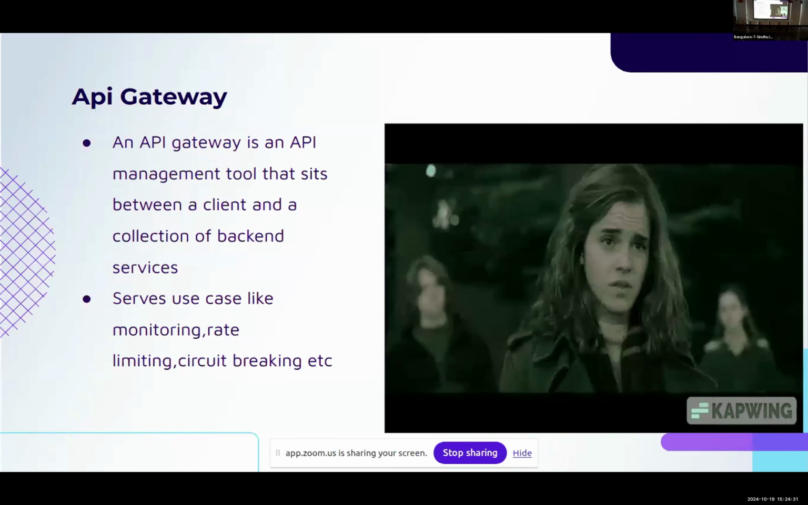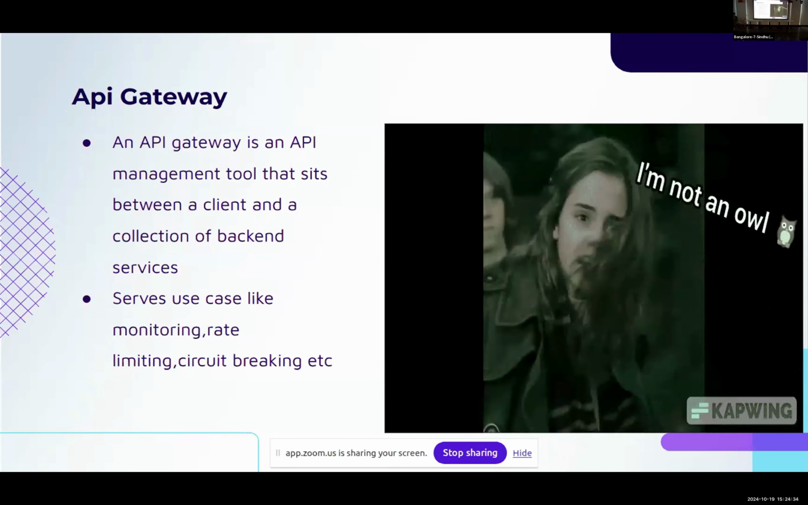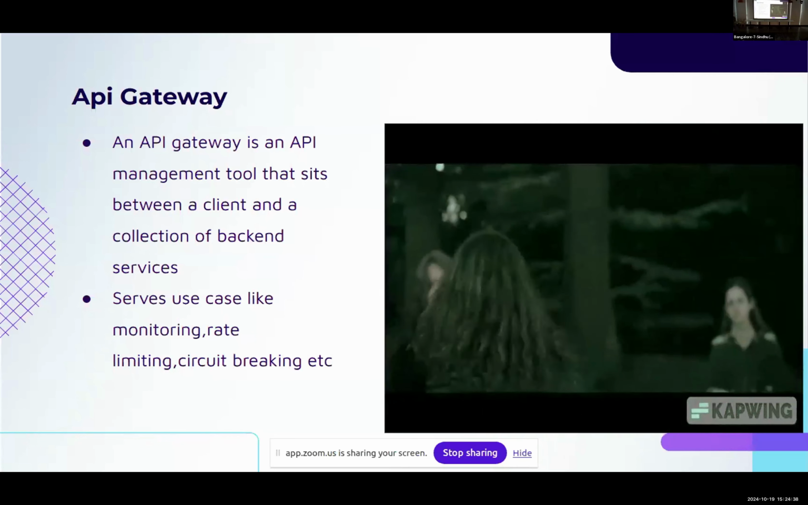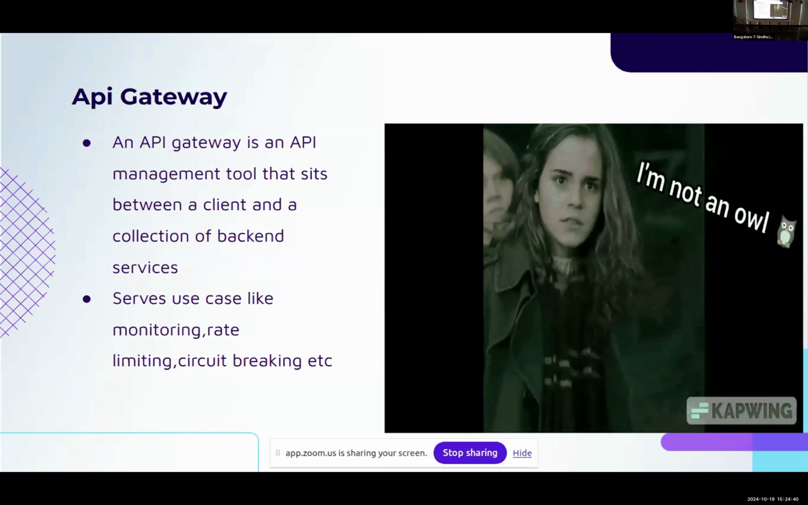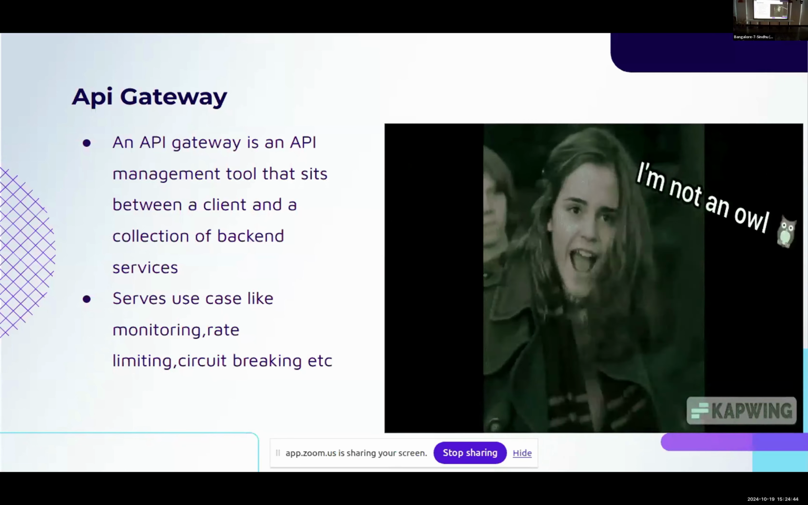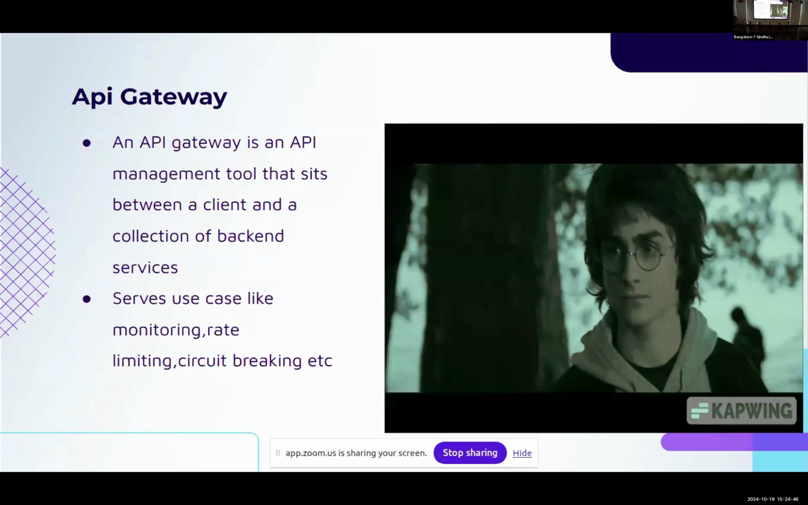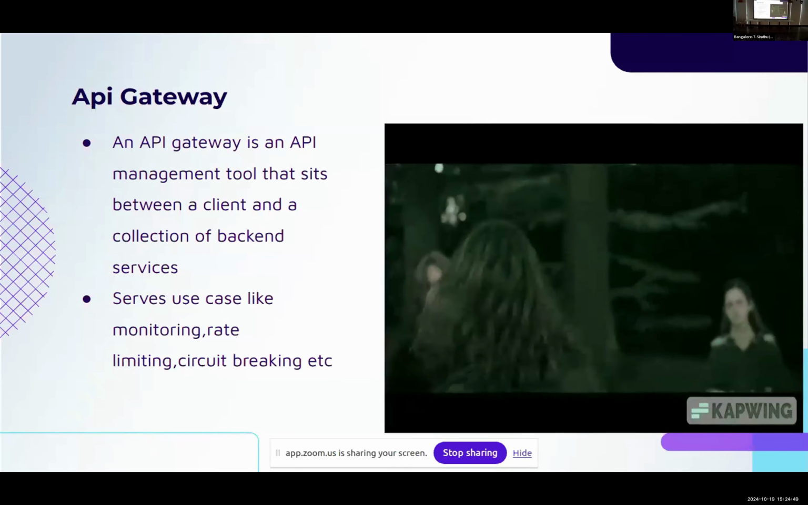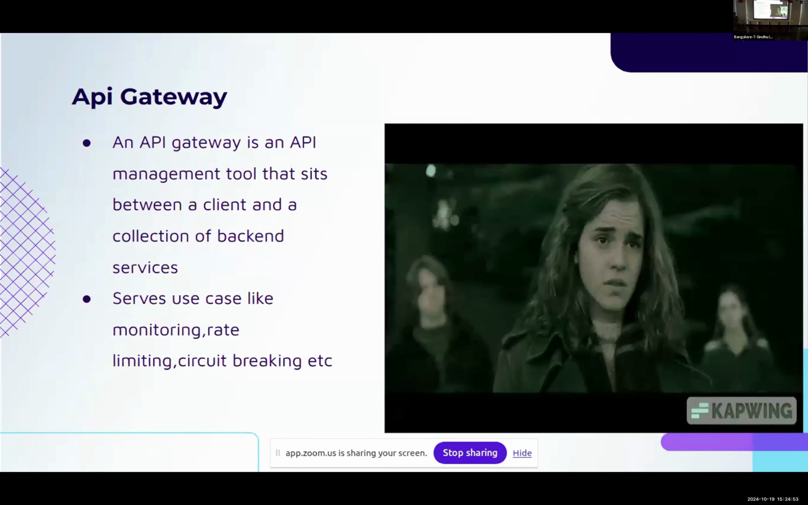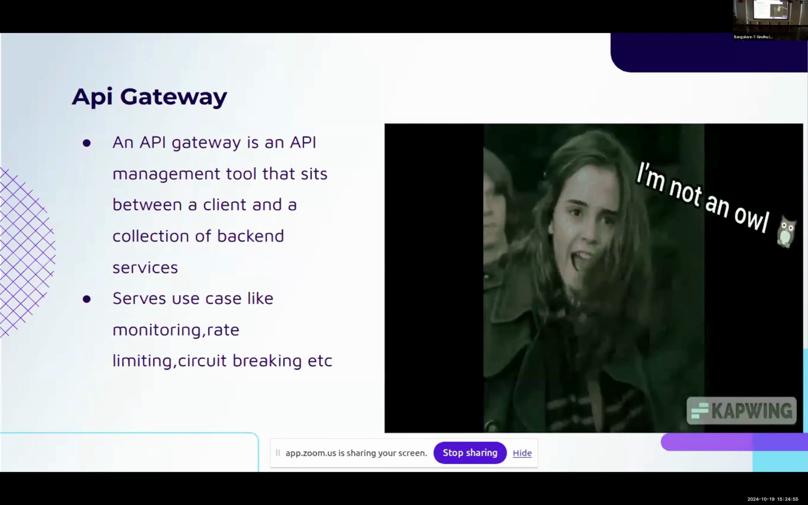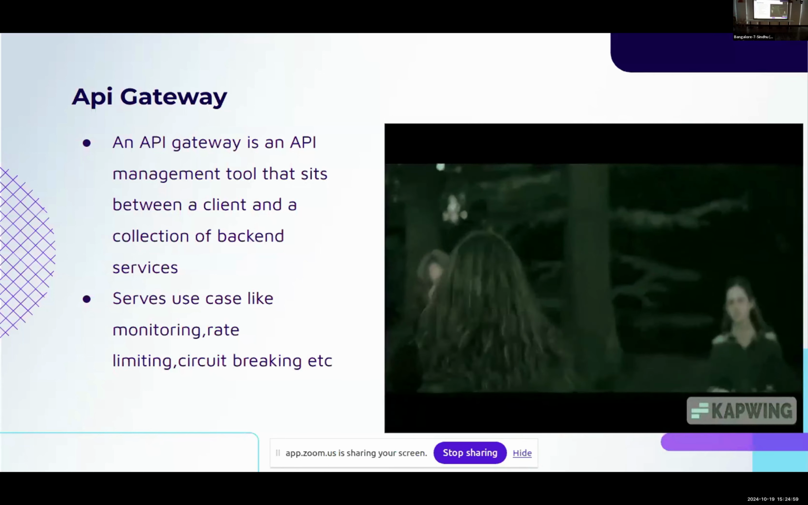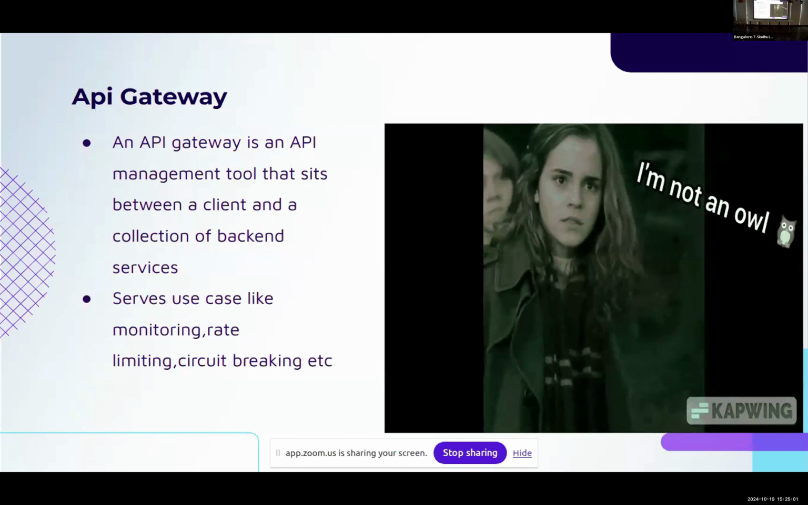You can add as many definitions as you want, but I think this does the job. If we go by the book's definition, it's a management tool that sits between the client and the backend service. And it has different use cases, for example rate limiting, circuit breaking, and different aspects, some security aspects also.